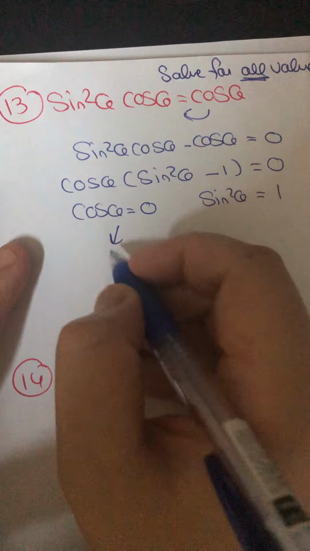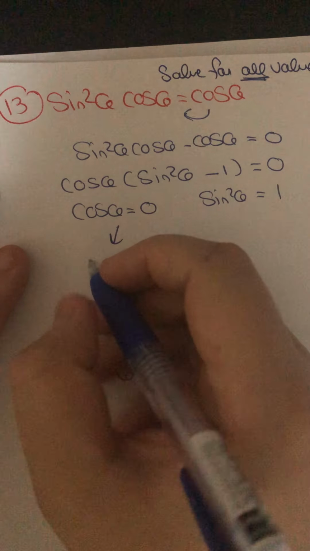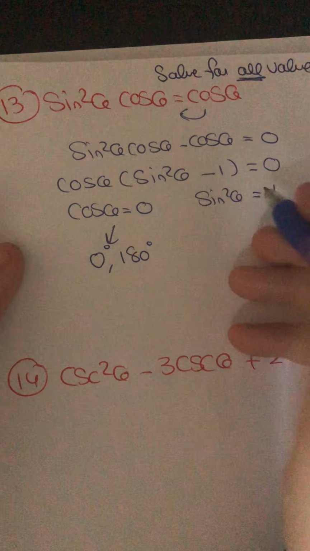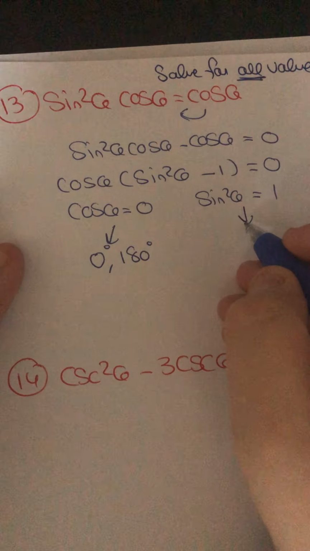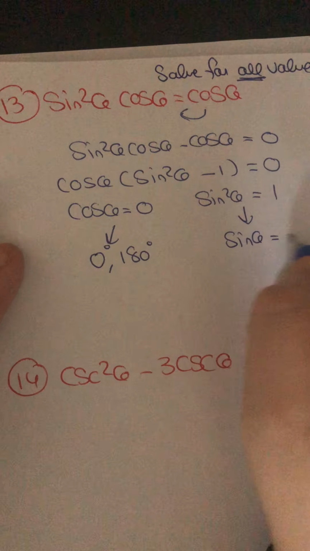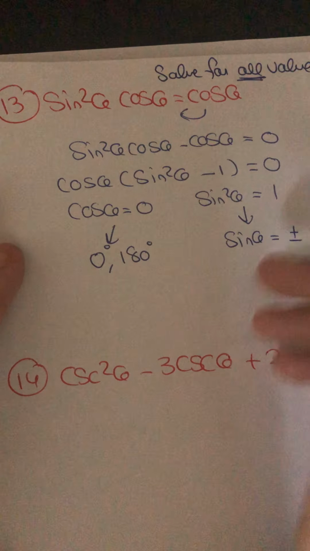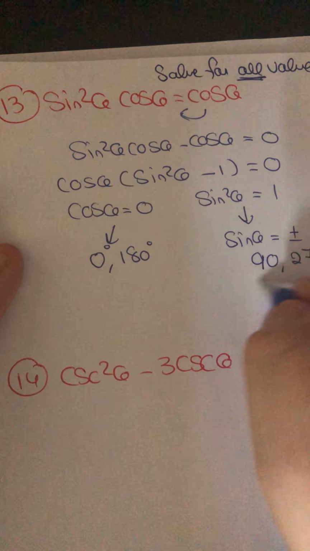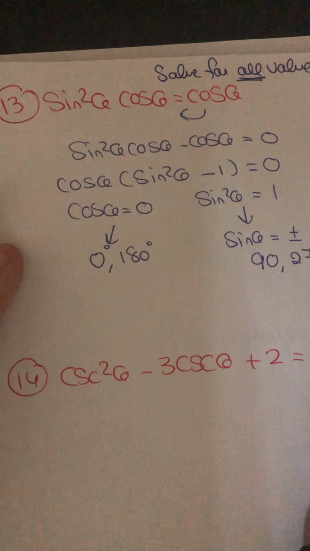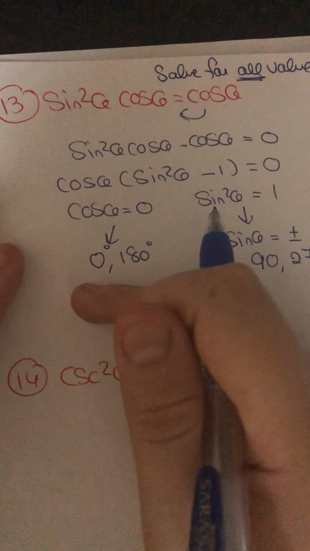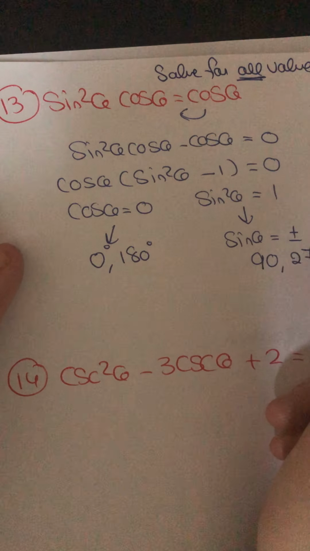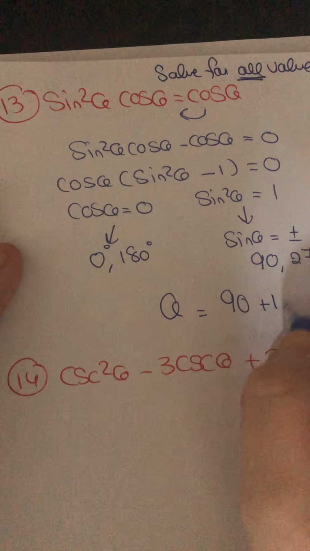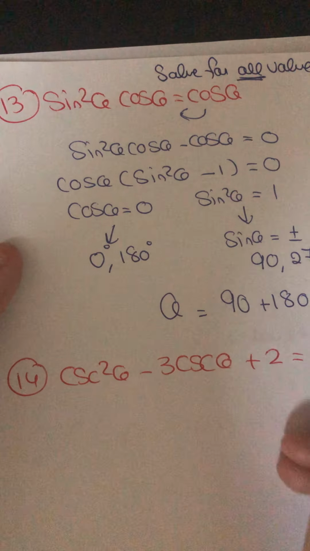Cosine theta is equal to 0, up and down. So at 90 or 270 degrees, they want the answers in degrees. Okay, and over here sine theta is equal to positive or negative 1, and this happens every up and down, so 90 or 270 degrees, right? So I have an answer at 0 and at 180 and at 90 and at 270. Okay, I can write the answer finally as 90 plus 180n.